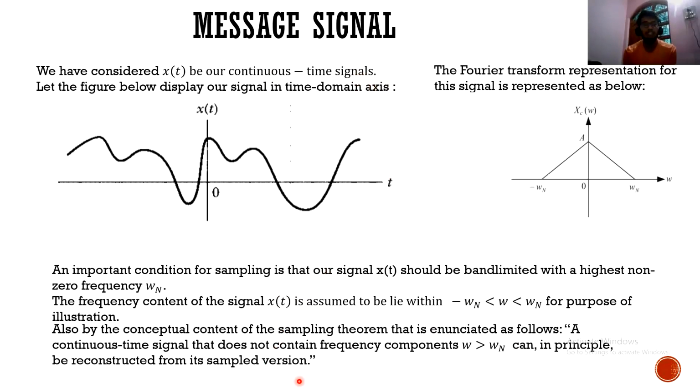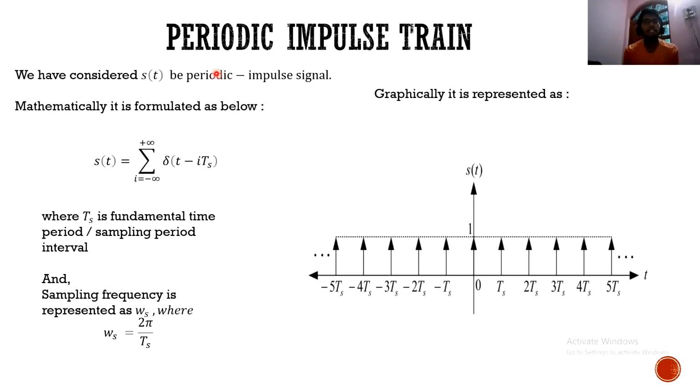Okay, it should be avoided so that our reconstruction should be done easily. Now, the periodic impulse train. The periodic impulse train is one of the signals which we will use in the time domain in order to obtain our sampled signal. It should be represented in this way, where Ts is the fundamental time period, and omega s is our sampling frequency.